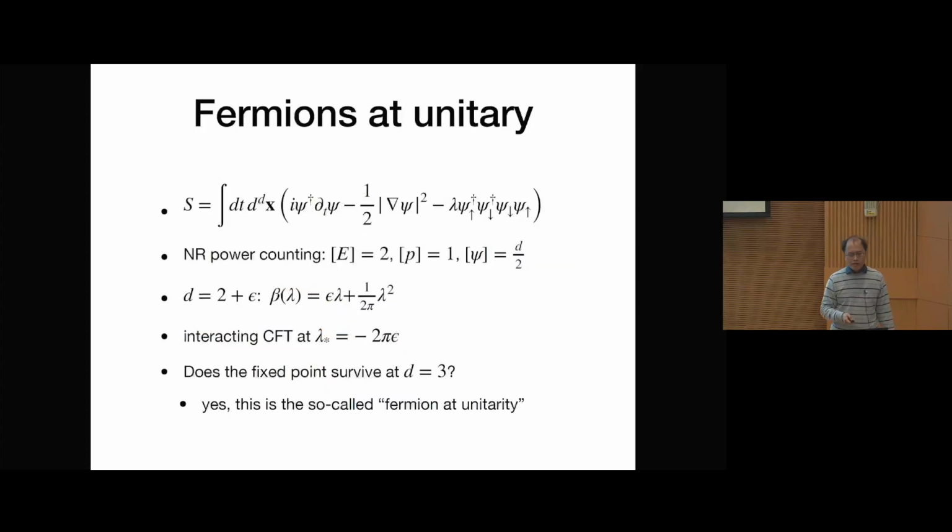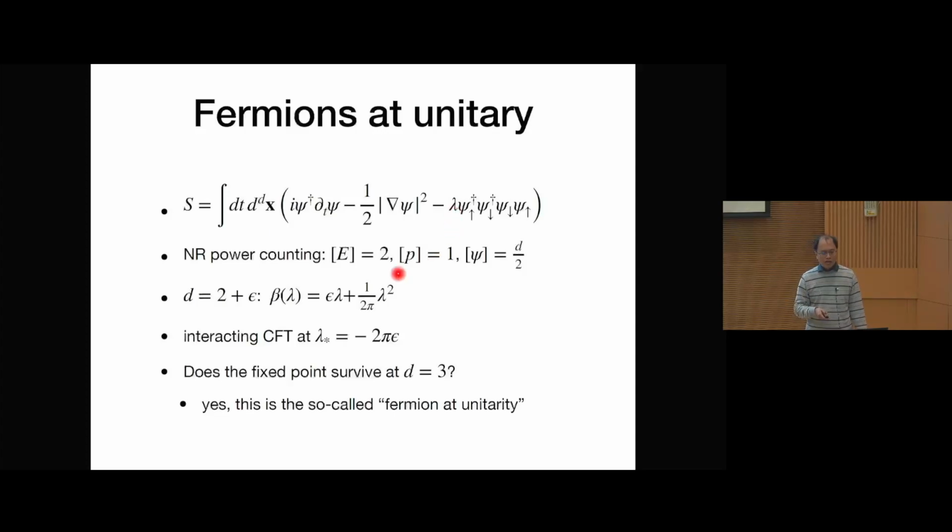To define the notion of fermion at unitarity, one can approach from 2 + 1 dimension. So consider 2 + epsilon spatial dimension. So d here is equal to 2 + epsilon. When we do power counting with this Lagrangian, we find that the dimension of this operator lambda is 0 in 2 + 1 dimension. The interaction is marginal in 2 + 1 dimension. In 2 + epsilon spatial dimension, it becomes slightly irrelevant.